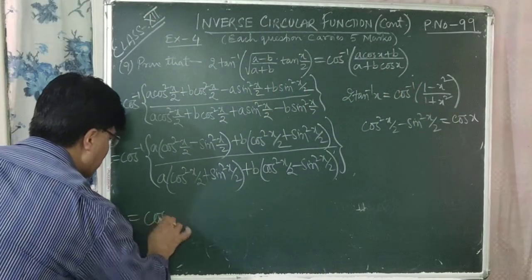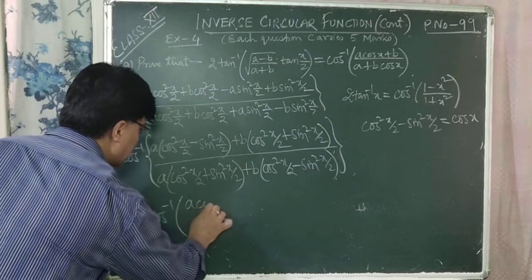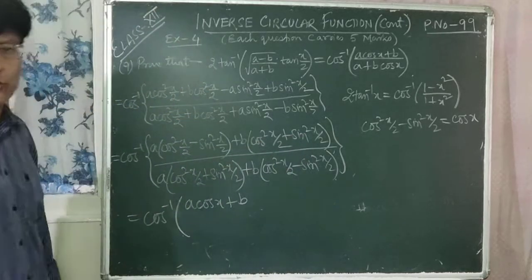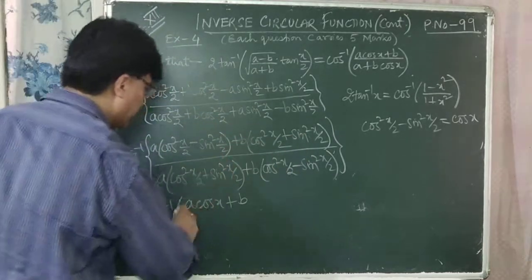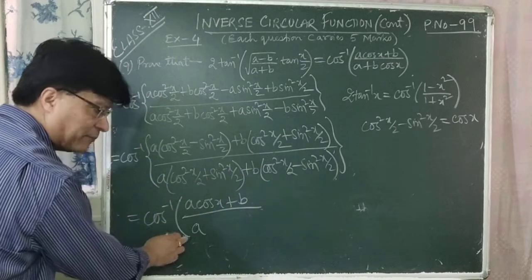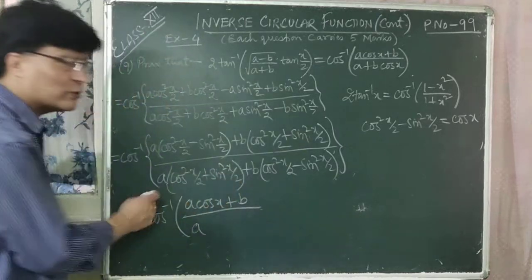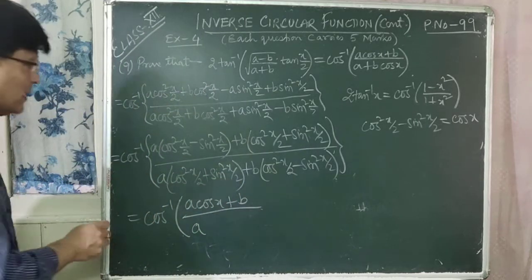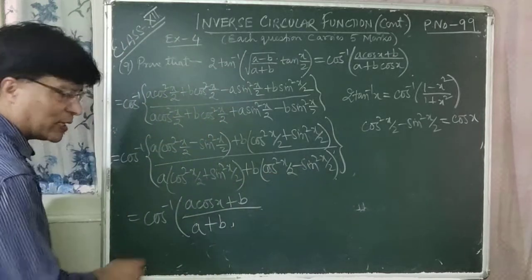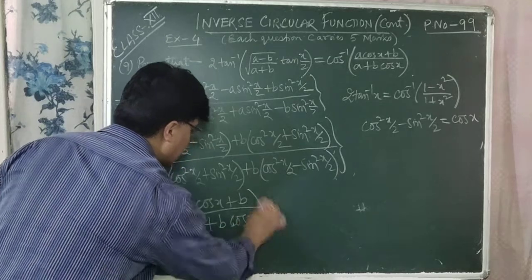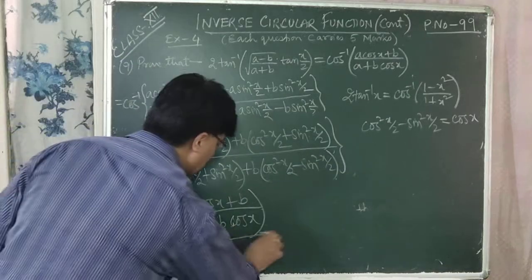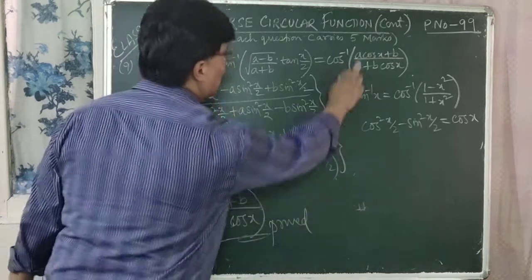So it is equal to cos inverse within bracket. What is here? A cos x plus b. You know that cos square x by 2 plus sin square x by 2 is always 1. So b into 1 is always b. Here also a into 1 is a, because cos square x by 2 plus sin square x by 2 is always 1. So a into 1 is a, plus b into cos square x by 2 minus sin square x by 2. That is also the formula cos x. That is a cos x plus b divided by a plus b cos x. So we got this right hand side.